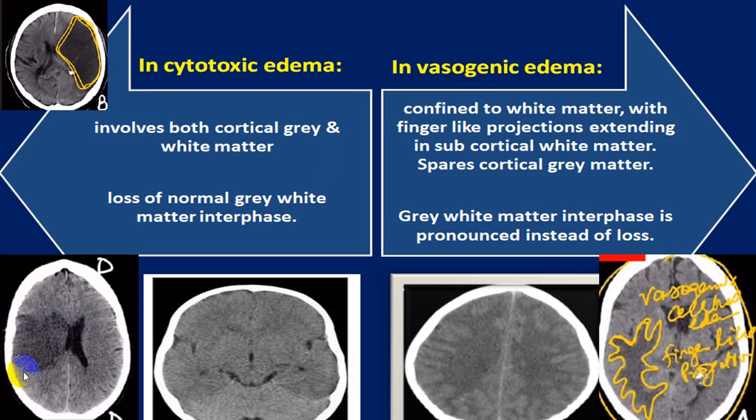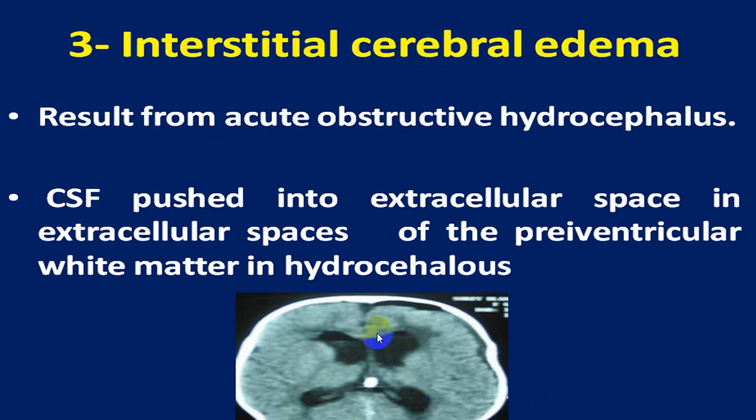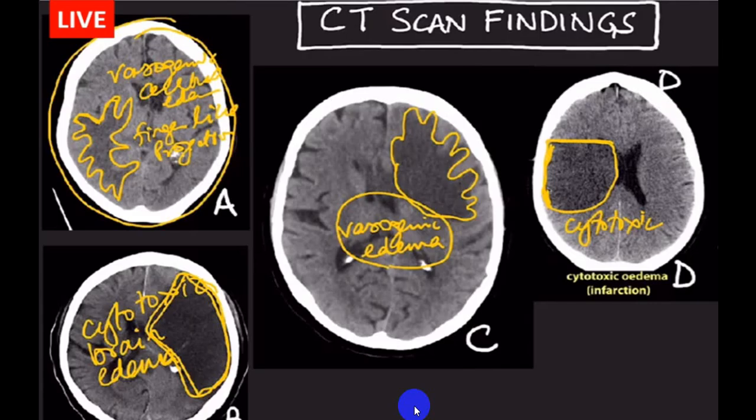Now this particular one will be cytotoxic. This will be vasogenic. So this will be cytotoxic, cytotoxic, cytotoxic. This will be vasogenic, you can see finger-like. And interstitial will be with hydrocephalic. Again, you can see this finger-like, vasogenic. This is wedge shape, cytotoxic. Wedge shape, cytotoxic. Finger-like, vasogenic.